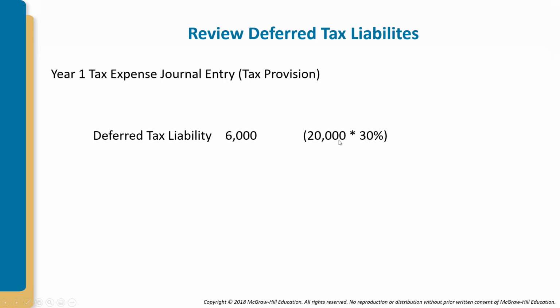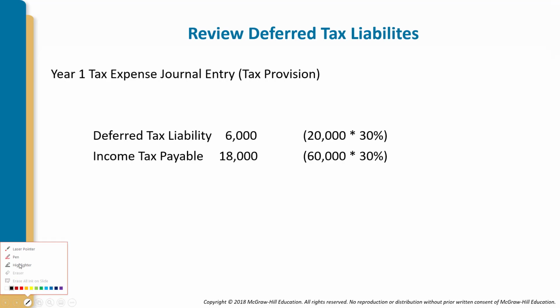And then we have our income tax payable. That would be the amount we actually have to pay to the IRS. Well, our taxable income was $60,000, right? So $20,000 was our difference.